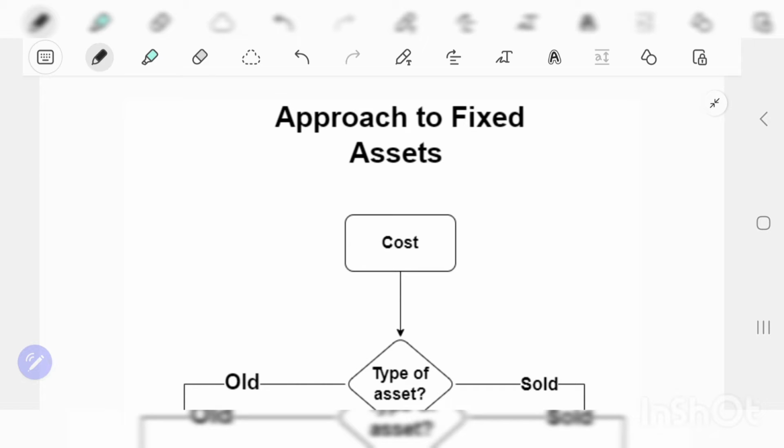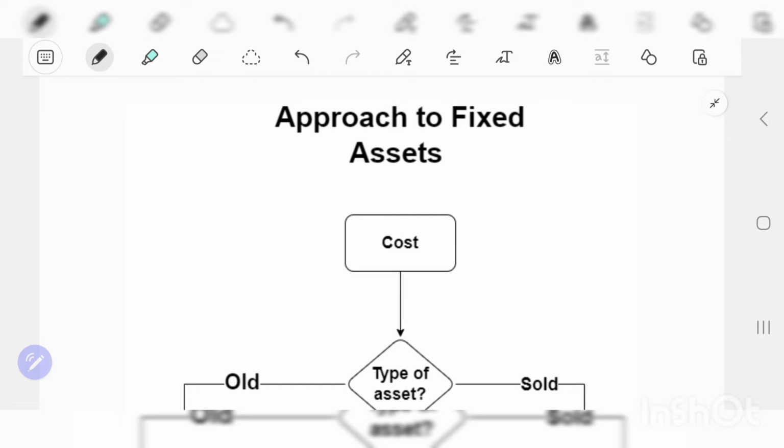So the topic that we are going to focus on is the most difficult topic in accounting, and it's going to be fixed assets. We are going to be calculating depreciation on fixed assets, depreciation on old assets, new assets, and assets that were sold. So just take out your pen and paper and have a calculator with you, and I'll explain how to approach fixed assets questions and the things that you should look out for and what you should do.